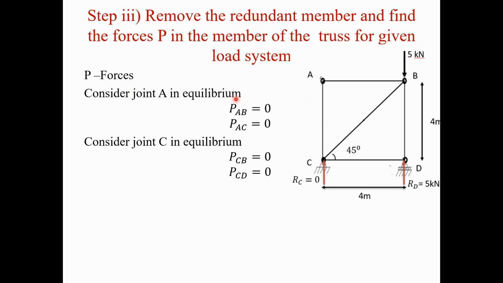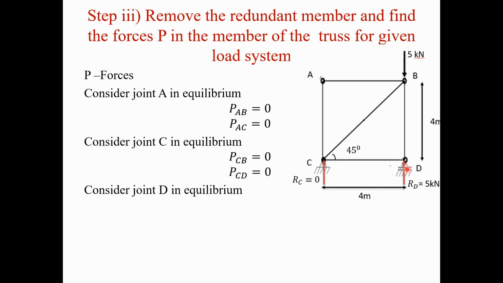So first we consider joint A. When you observe joint A, there is no external load at joint A. So both the forces available at joint A, that is PAB and PAC, become 0. After that we can consider joint C. At joint C, if you observe again, the reaction is 0. So both the member forces also become 0, that is PCB and PCD are also 0.